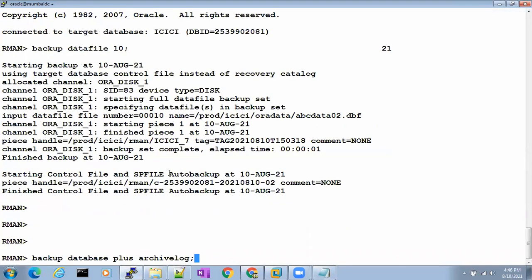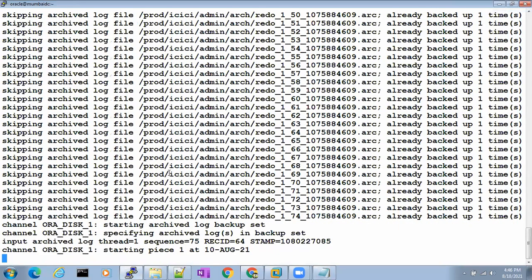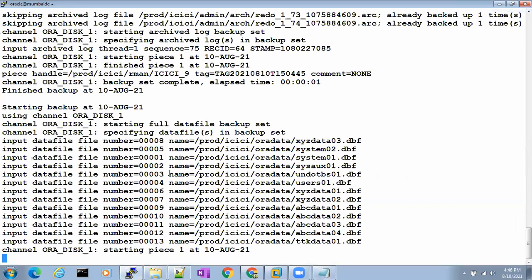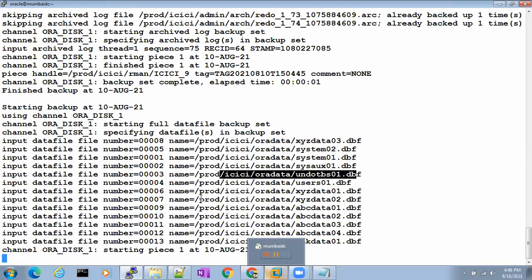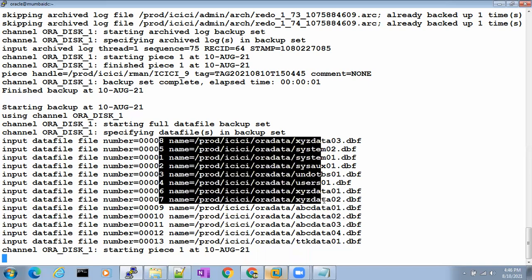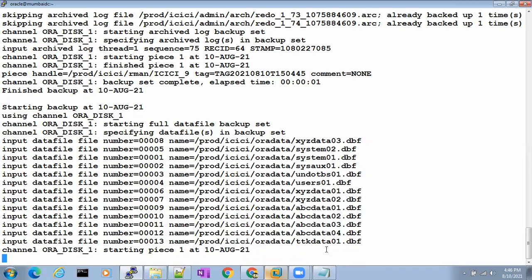Okay, this is the command. Backup database plus archivelog. It will take. See, it is taking full database backup, all data files. You can see the data file numbers also. 1 means system01.dbf, 2 sysaux, 3 undo, 4. Now it has started taking data file backup.